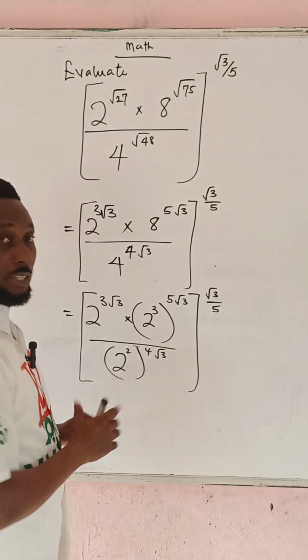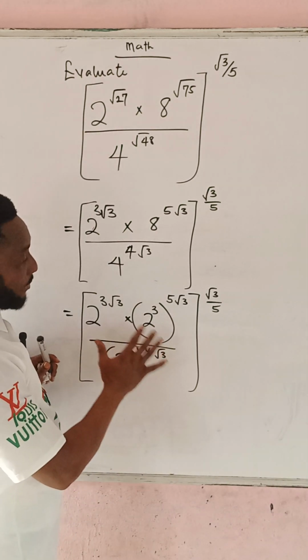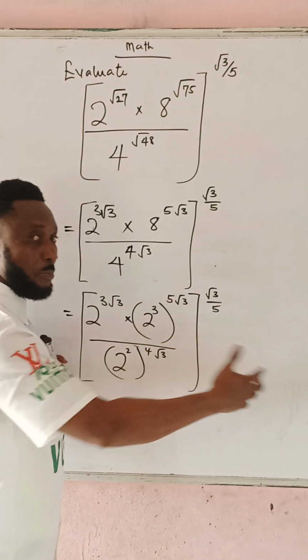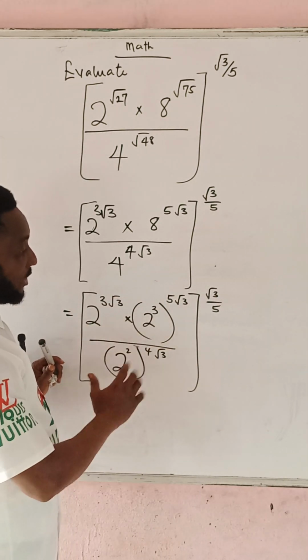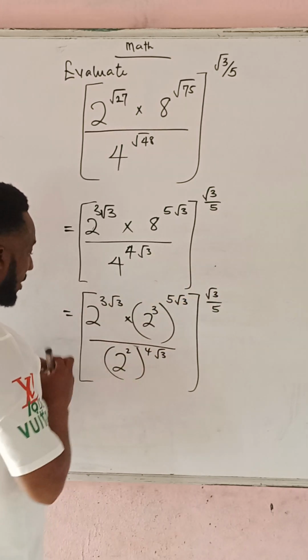This is a beautiful question, hence it's an Olympiad problem. Now, here we are going to apply the power rule. When a power is raised to another power, we have done several videos involving indices, you can check them out. When a power is raised to another power, we multiply the powers.